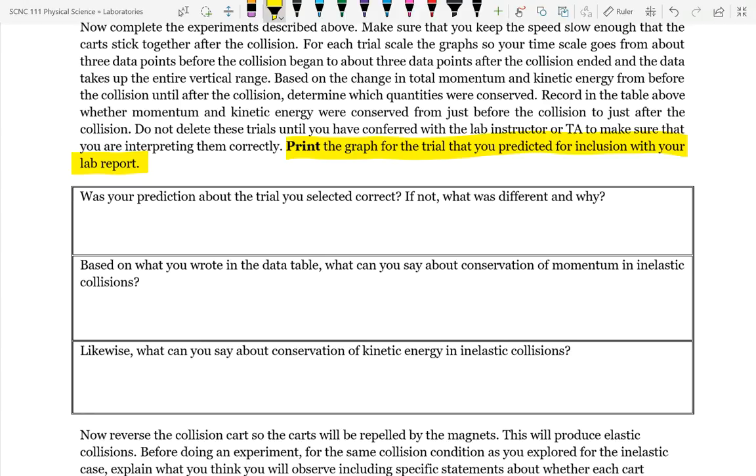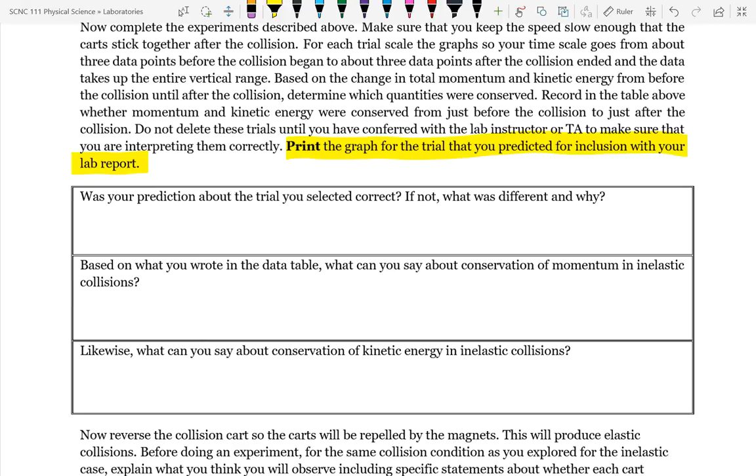You then say, was your prediction about the trial selected correct? If not, what was different? Why? So here's where you get to look at your prediction graphs, look at the one you printed, and say, do those look the same or different? If they're the same, hooray, you understood before starting. If they're different, well, what was wrong and why were you wrong?